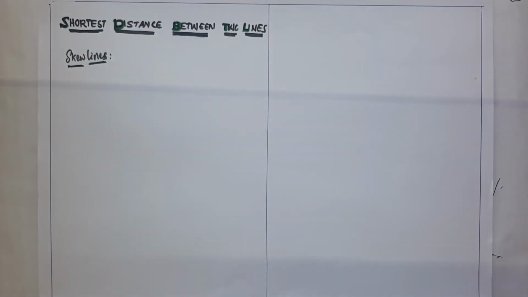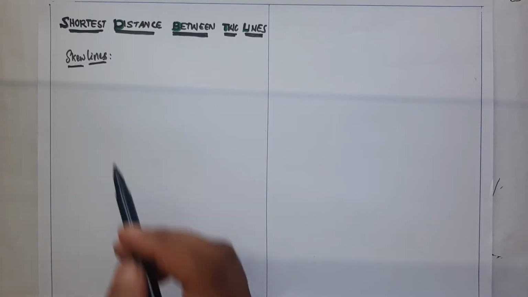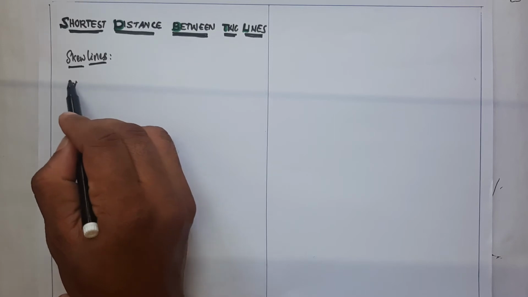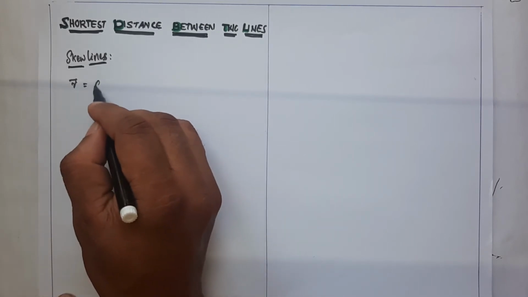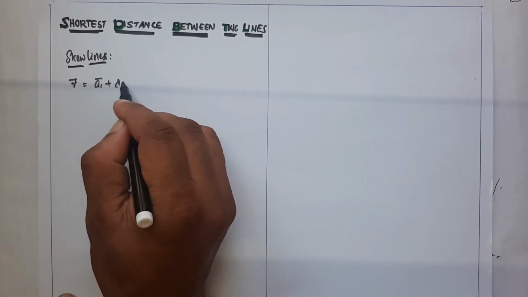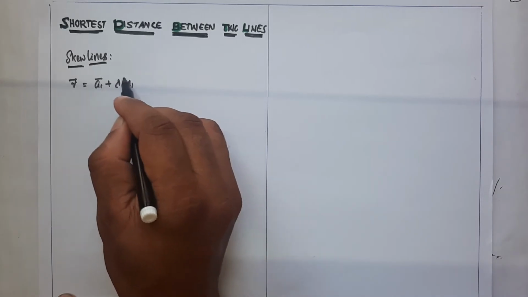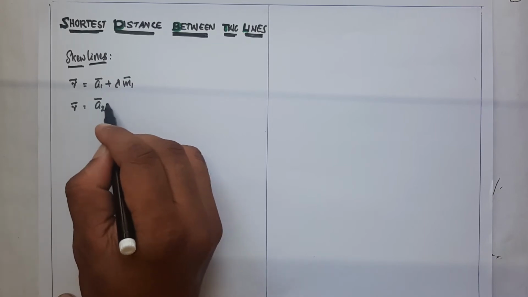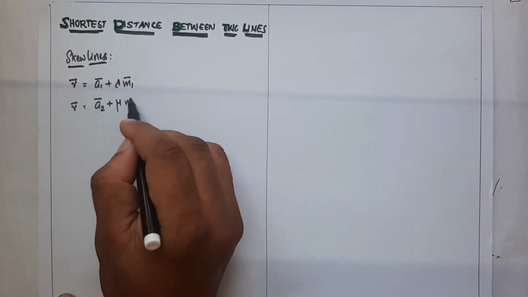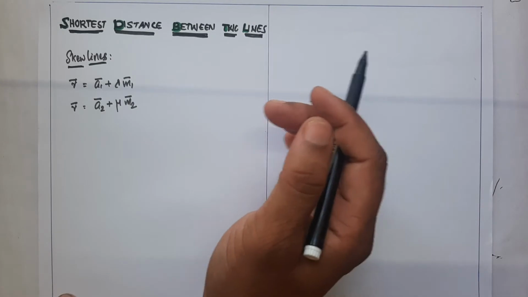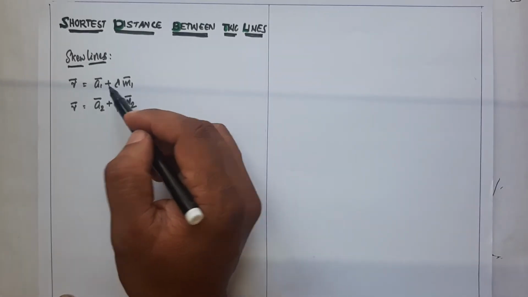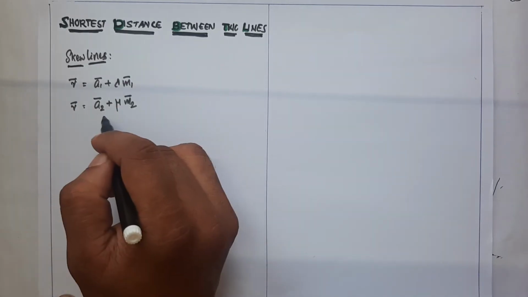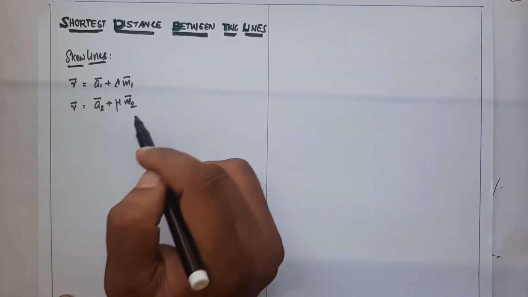How to find the shortest distance between the two lines? Here we consider two lines. First line is vector r is equal to vector a1 plus lambda into vector m1, and second line is vector r is equal to vector a2 plus mu into m2. Here first line is passing through the point a1 and parallel vector is m1, and the second line is passing through the point a2 and parallel vector is m2.